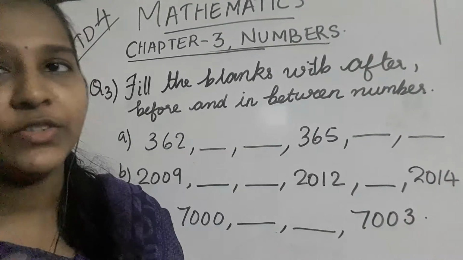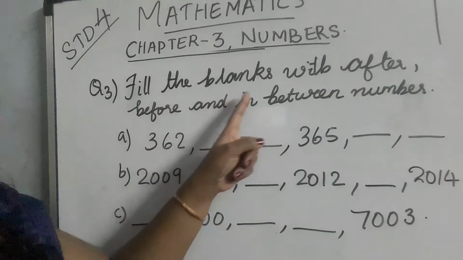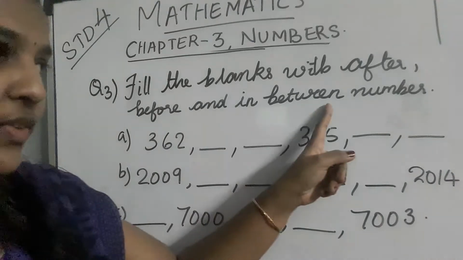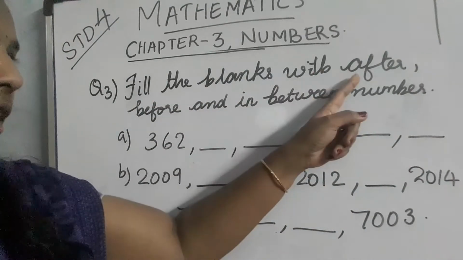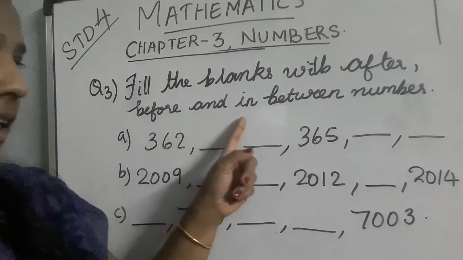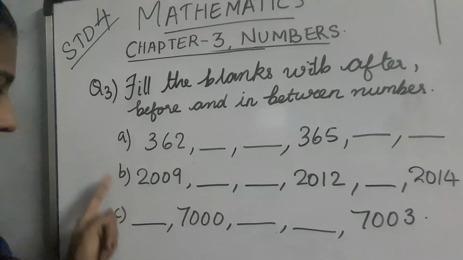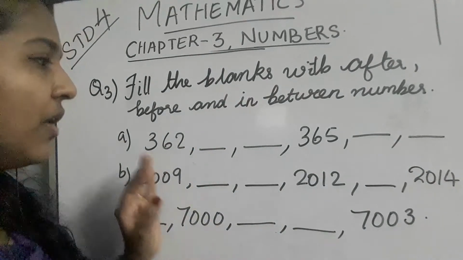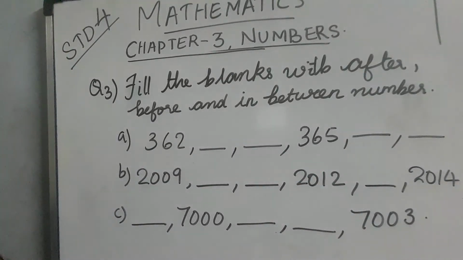Children, now we are moving to the next type of questions, that are fill the blanks with after, before and in between number. Fill the blanks with after, before and in between number. So here some numbers are given and some places are missing here too. So you have to find out the answers in these missing places. So children, look at this one.